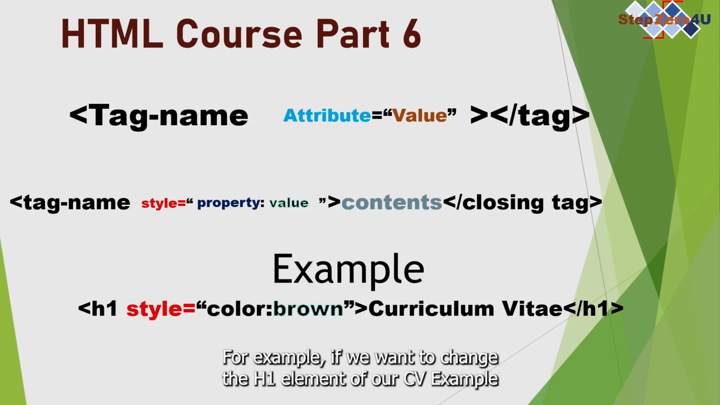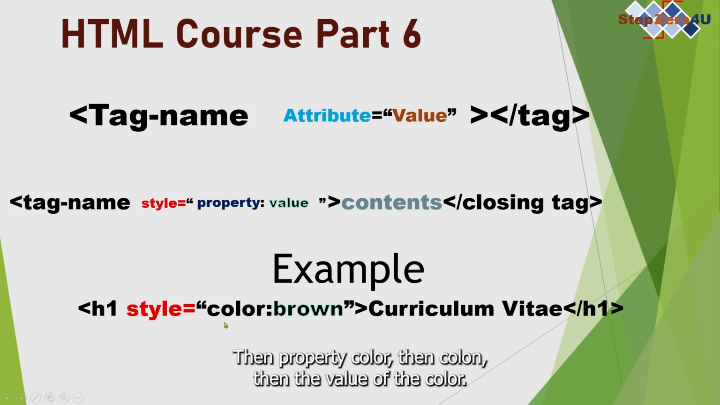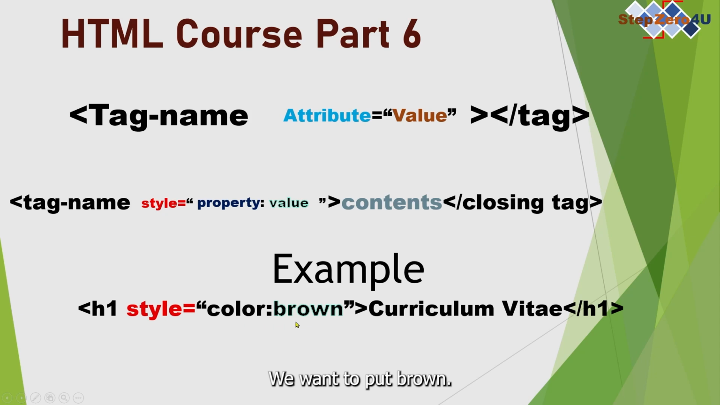For example, if we want to change the H1 element of our CV and we want to change the color of our curriculum vitae H1, we will write style within the opening tag, then the property color, then a colon, then the value of the color we want to put, brown.